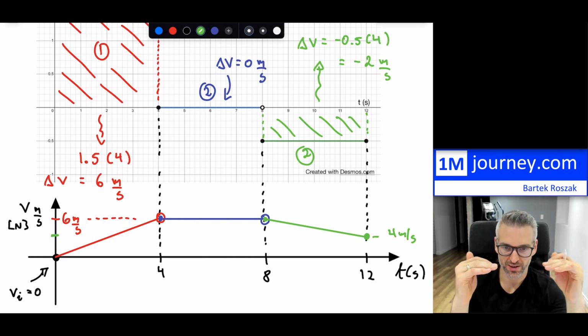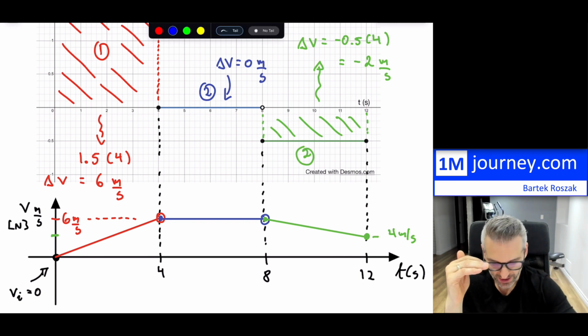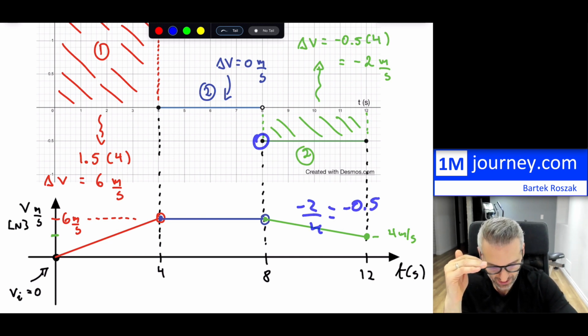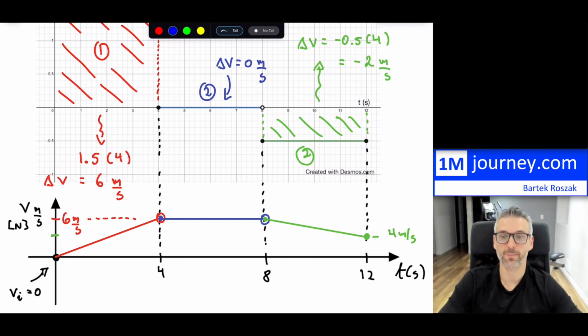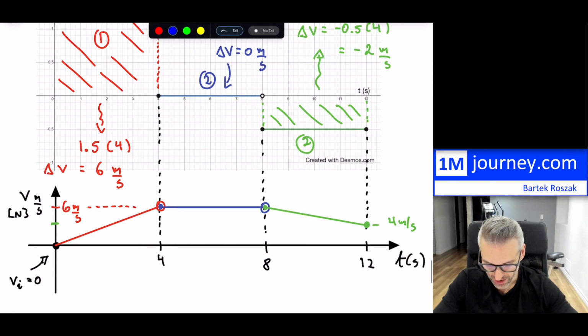So minus 2, and then it went from 8 to 12 seconds. So that's right here from 8 to 12. So that's 4 seconds. And negative 2 divided by 4 is negative 0.5, which is exactly what the value is over here. Okay, so there you have it. So now you have a sketch of this.